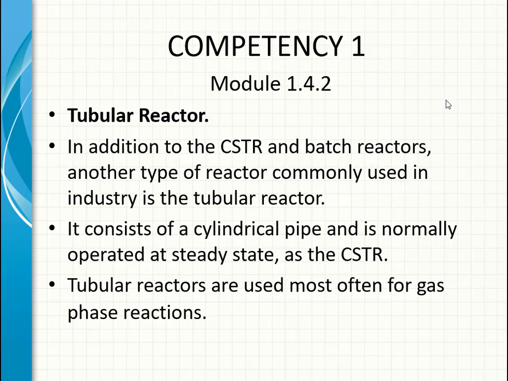Tubular reactor. The tubular reactors are mostly used for gas phase reactions. So, in addition to the CSTR and batch reactors, another type of reactor commonly used in industry is the tubular reactor. It consists of a cylindrical pipe and is normally operated at steady state as the CSTR. Tubular reactors are used most often for gas phase reactions.